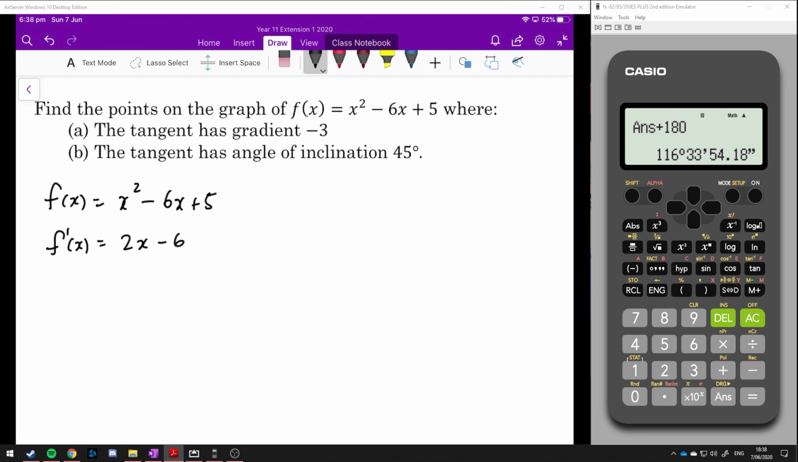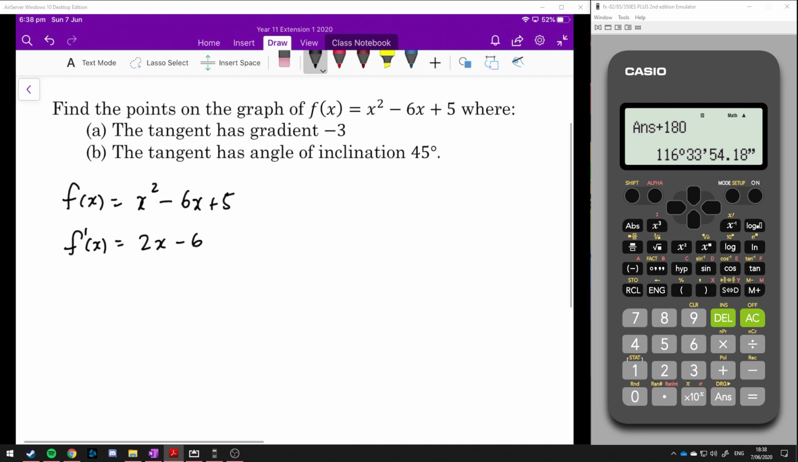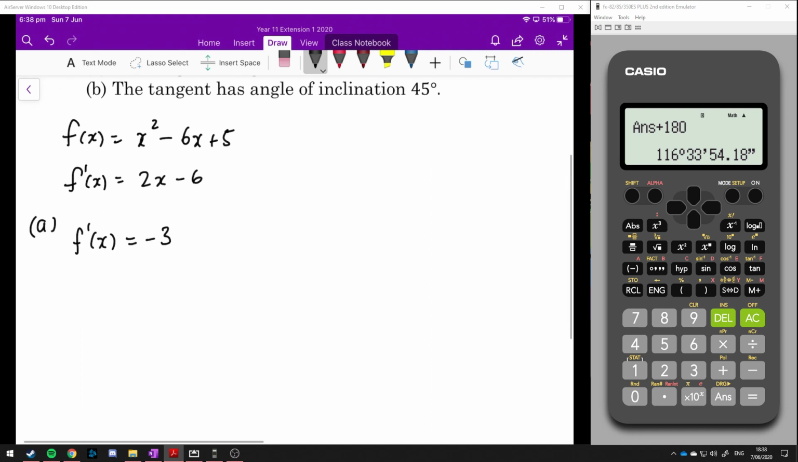Okay. So we're going to start off with this because we're talking about tangents. As soon as we're talking about tangents, we're going to be doing something with the derivative. So let's start with a. Part A says the tangent has gradient -3. So that means that the derivative of this function is equal to -3. Then we can work out our x value, and once we have our x value, we can substitute it back into the equation to get our y value, and then that will give us the point.